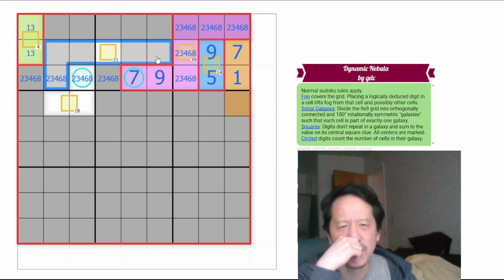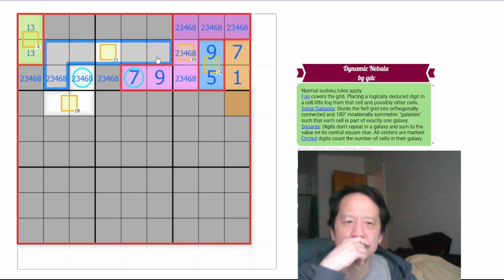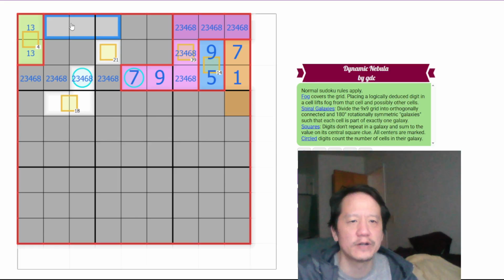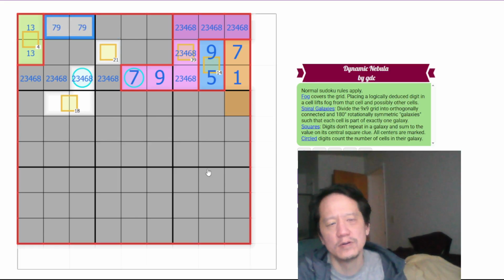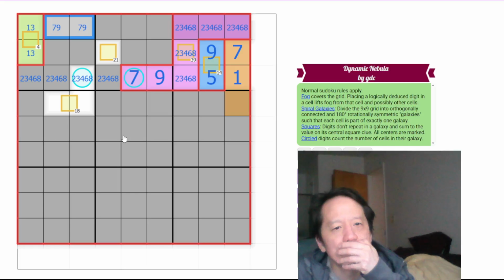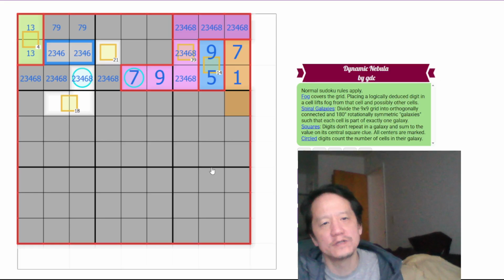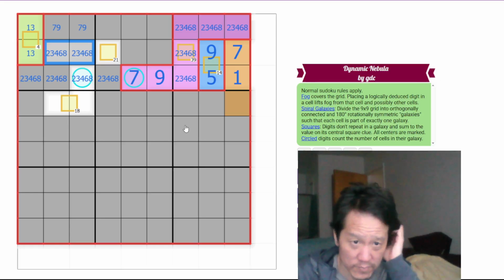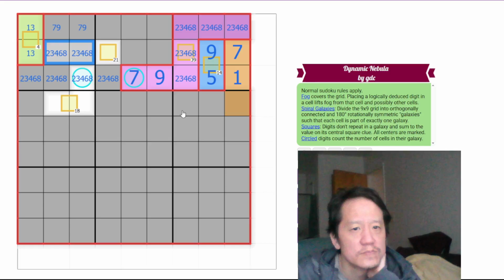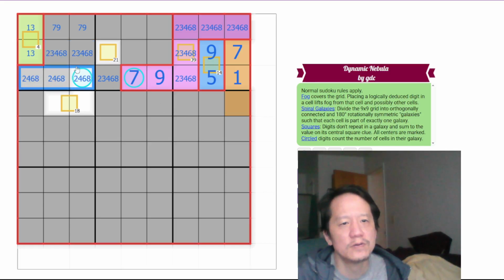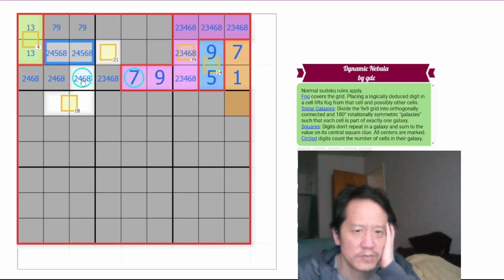Huh. That's weird. Okay, so this has to be a 7-9 pair here. This has to be 2, 3, 4, 6, 8. Oh, this can't be 3 here. This can't be 3. This has to be 2, 4, 5, 6, 8 here.